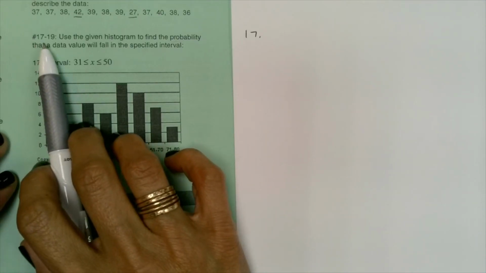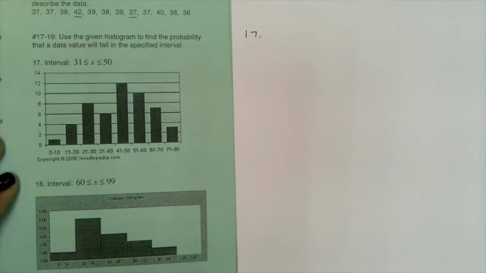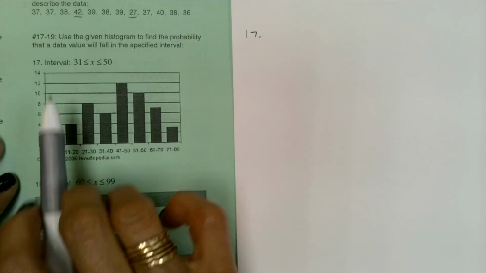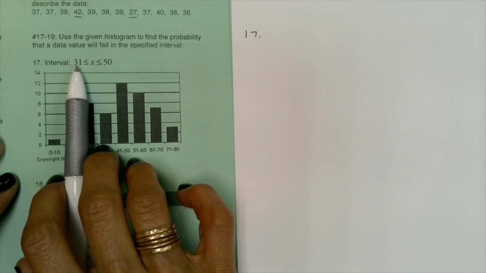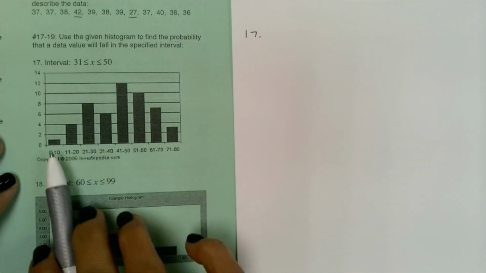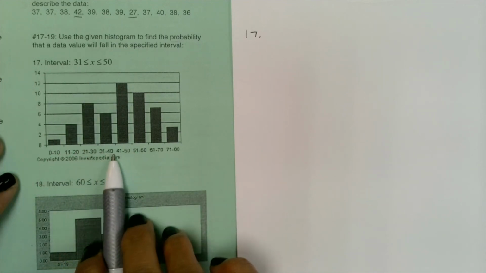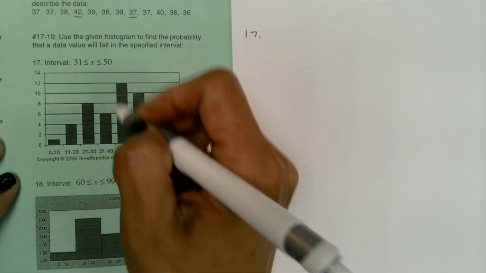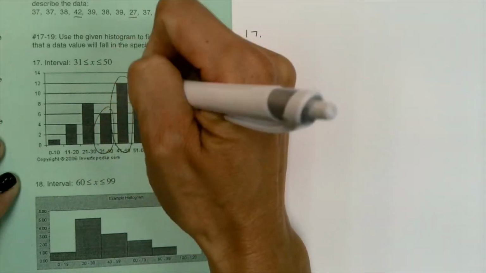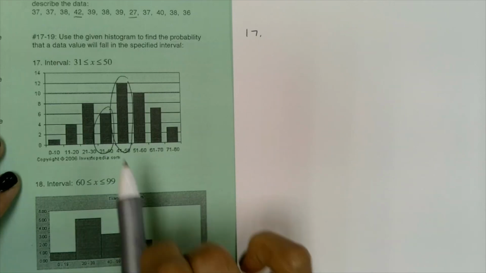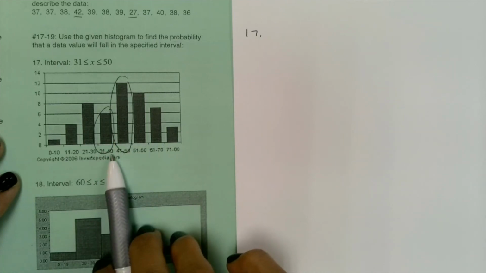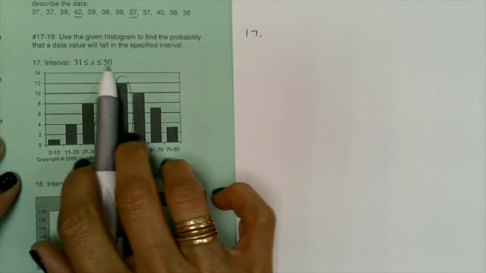Numbers 17 through 19 say use the given histogram to find the probability that a data value will fall in the specified interval. So for number 17, our interval is 31 to 50. If you look down here, you can see 31 to 40 and then 41 to 50. So it's going to be these two intervals. So 31 to 40, 41 to 50 gives us the total interval.